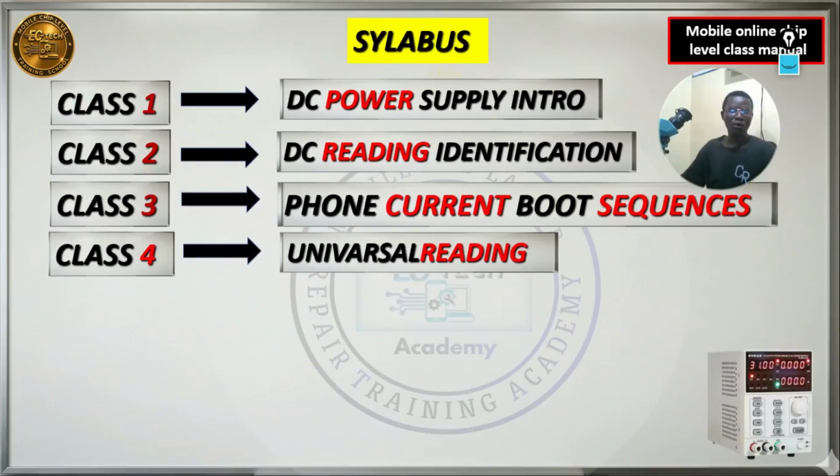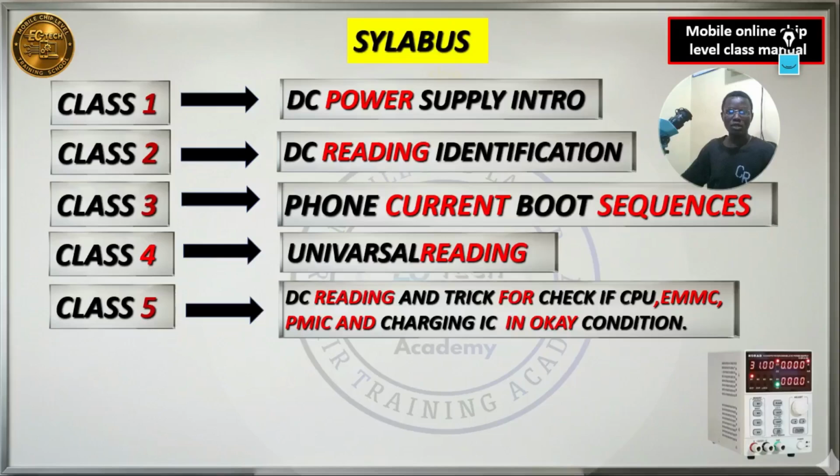That's class 5. We are going to cover what we call DC reading that comes from experience. Whenever you see this type of reading, you know it's the common problem that usually happens, and which sections usually cause this problem. Also, you are going to know the trick for checking if the CPU, eMMC, PMIC, or charging IC are in okay condition. There is one trick I'm going to share with you in the class.